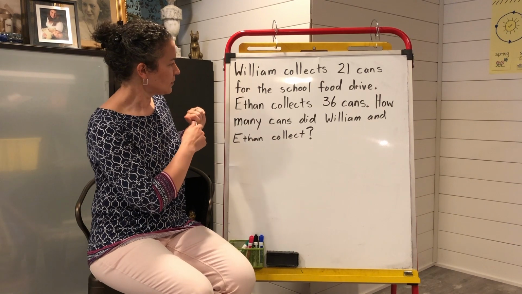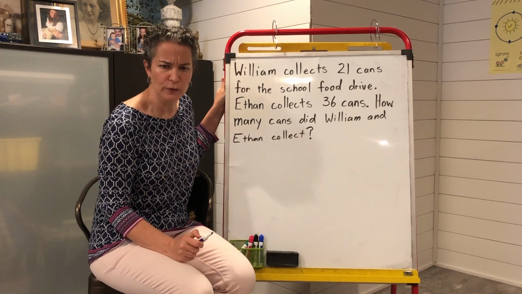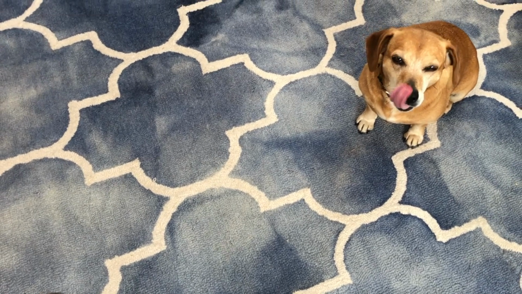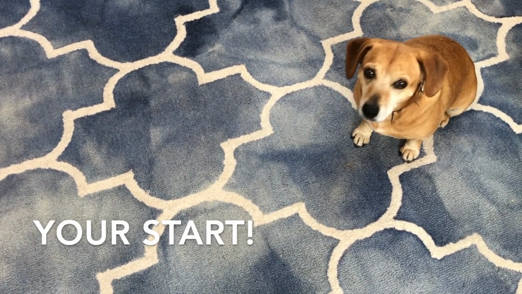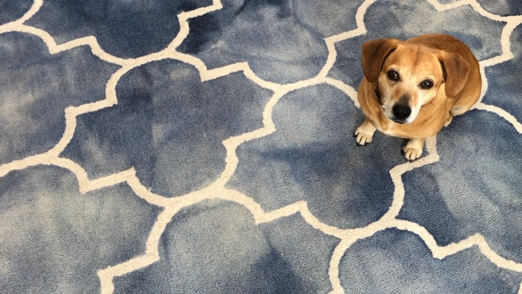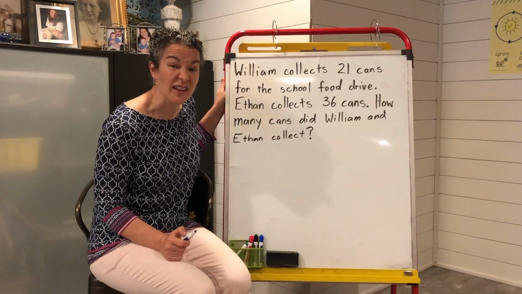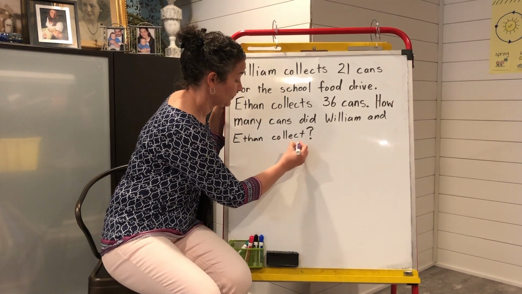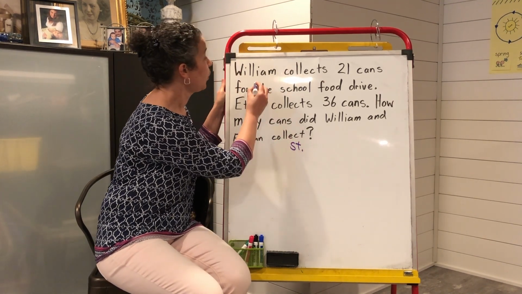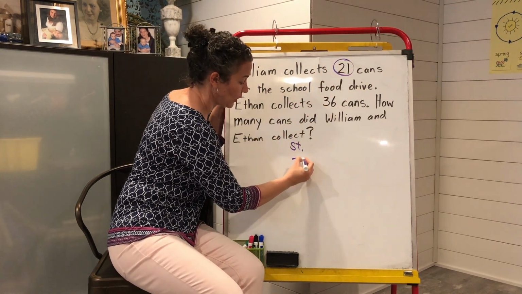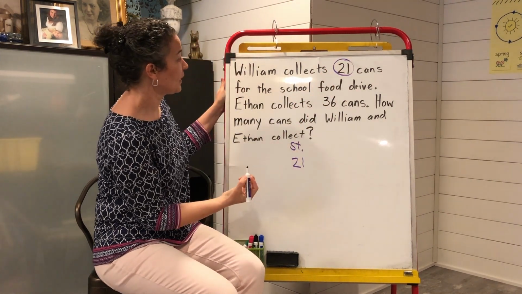All right, my friends. What do I need to look for first? Penny, what should I look for first? Penny says I need to look for my start. So what number did we start with? William collects 21 cans. So we're starting with 21. So William collects 21 cans.